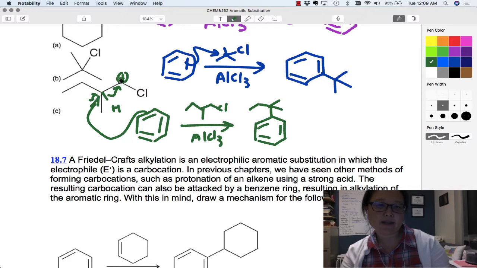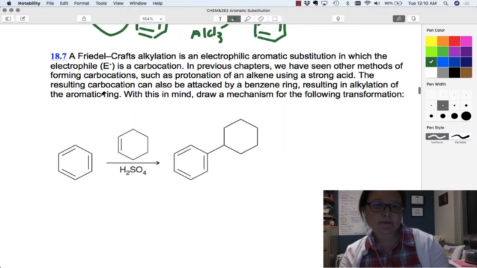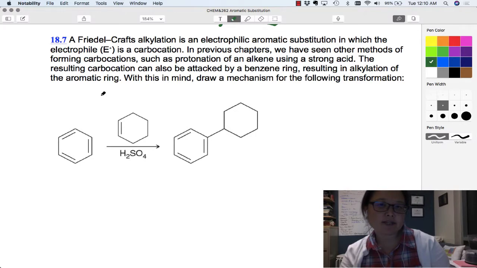And again, that's because this is primary, but if I do a shift, I could actually make the positive charge more like here. And that's better because it's tertiary. It's going to be more stable there. All right, last question. Friedel-Crafts alkylation is electrophilic aromatic substitution, that's the name of these reactions, in which the electrophile is a carbocation.